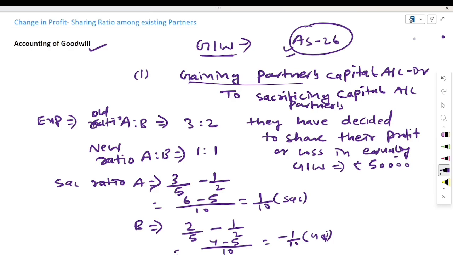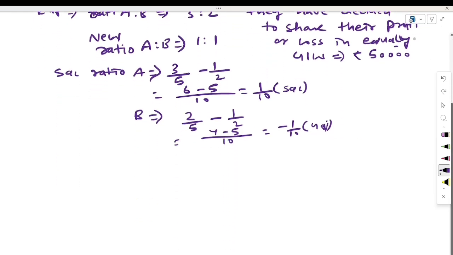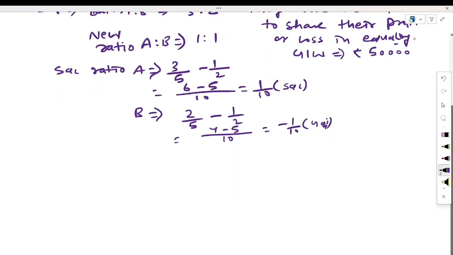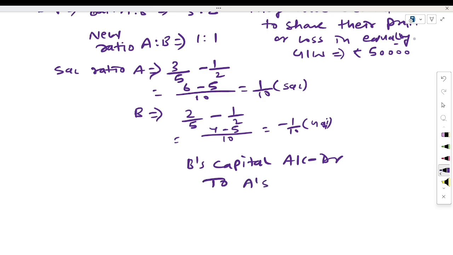Now what entry will we pass for the adjustment of goodwill? The entry is gaining partners' capital account debit to sacrificing partners' capital account. So here, who is gaining? B is gaining. We will pass the entry: B's capital account debit to A, who is sacrificing, so A's capital account. This will be the journal entry.